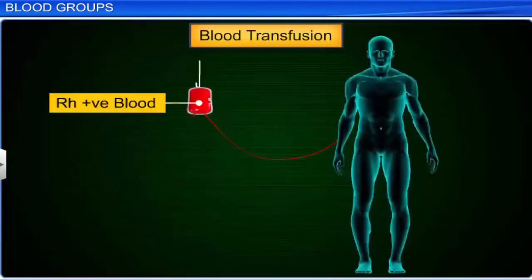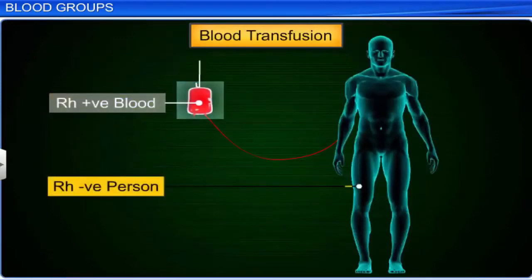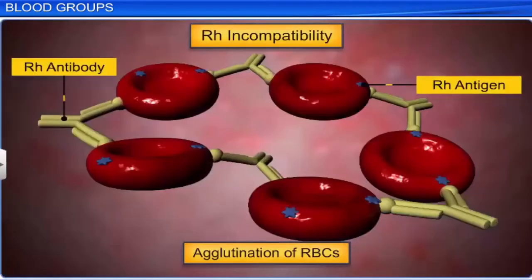In addition to ABO blood grouping, Rh blood group matching is also universally carried out during blood transfusion. This is because if Rh positive blood is transfused to an Rh negative person, it can induce the formation of Rh antibodies, resulting in the agglutination of RBCs.